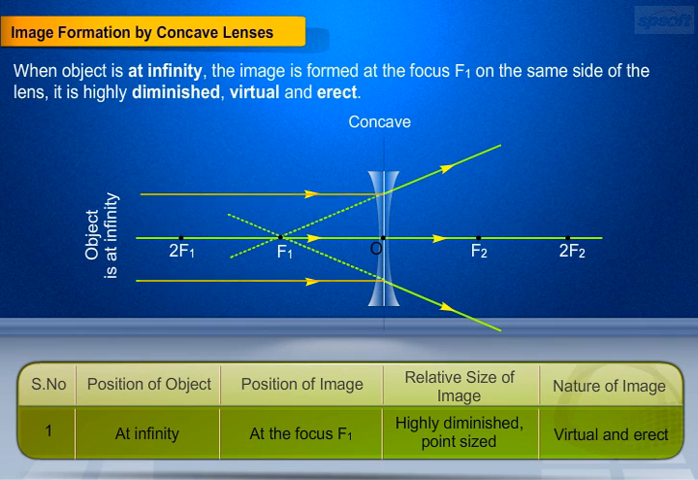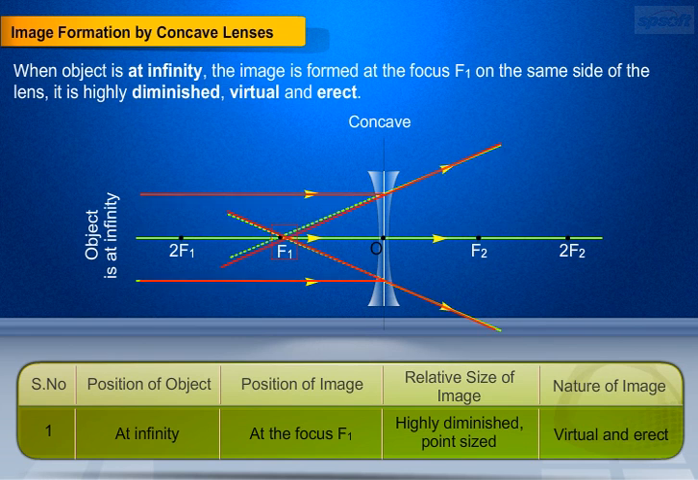In the figure, all the incident rays are coming in parallel to the principal axis of the concave lens, and after refraction through the lens, all the refracted rays are diverging away from one another and not actually meeting at a point. But when the diverging rays are extended backwards, they appear to meet at focal point F1 on the left side of the lens, which is also on the same side of the object.